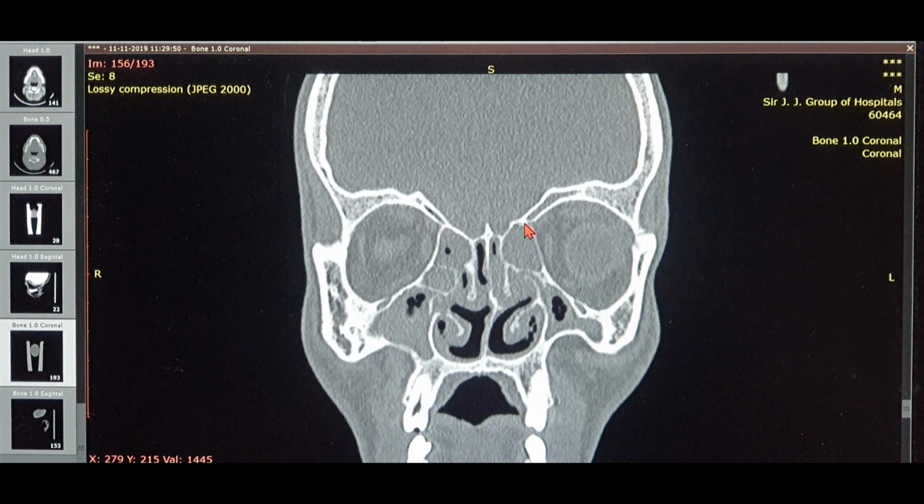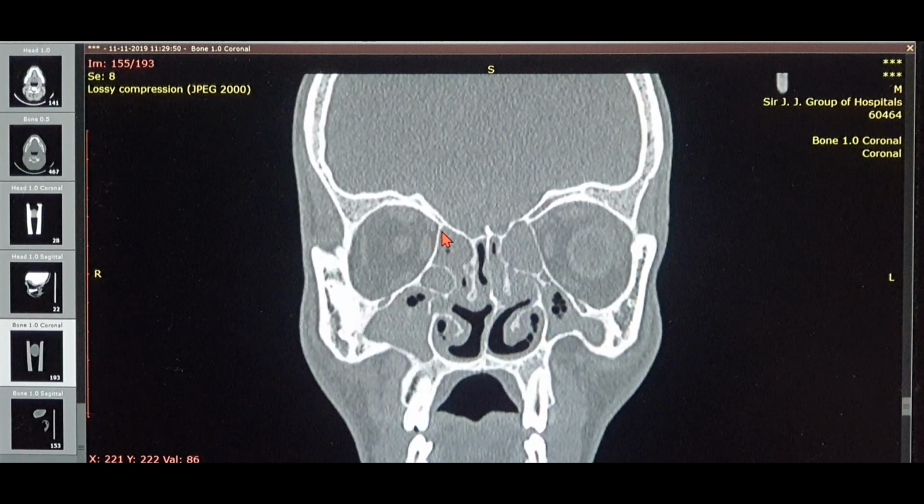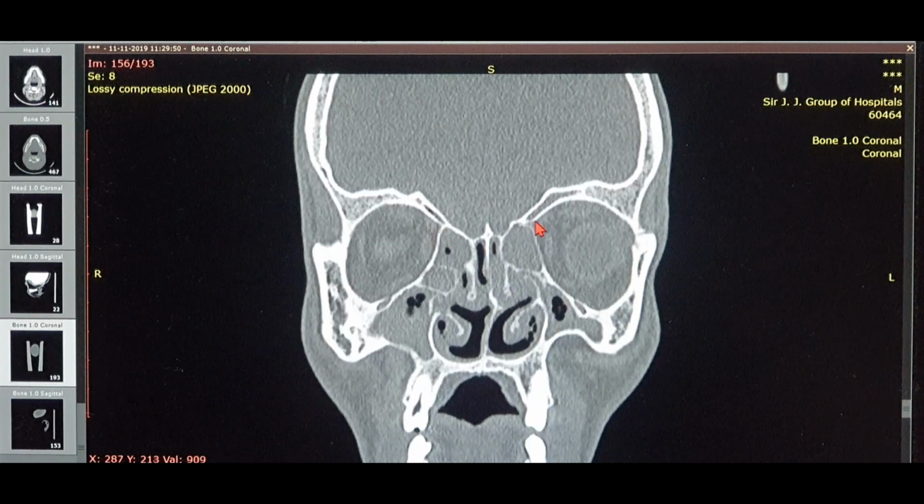Okay, so how did you identify the artery? Basically, you just have to follow the lamina papyracea. That's the medial wall of the orbit. And the moment you see a beaking appearing like this, always remember this beaking will happen between the medial rectus muscle and the superior oblique muscle.